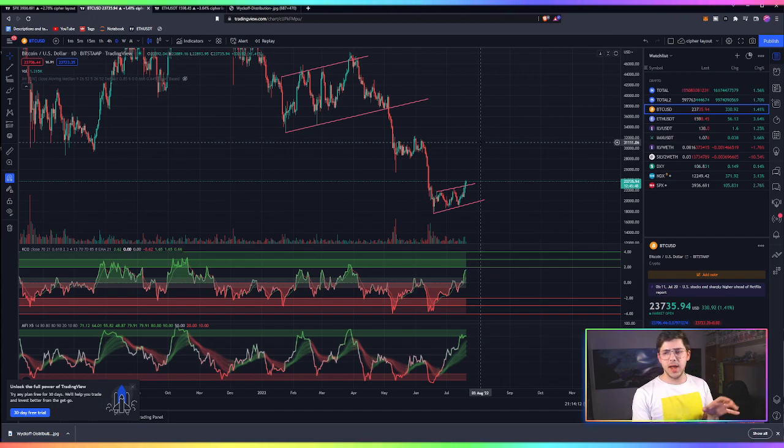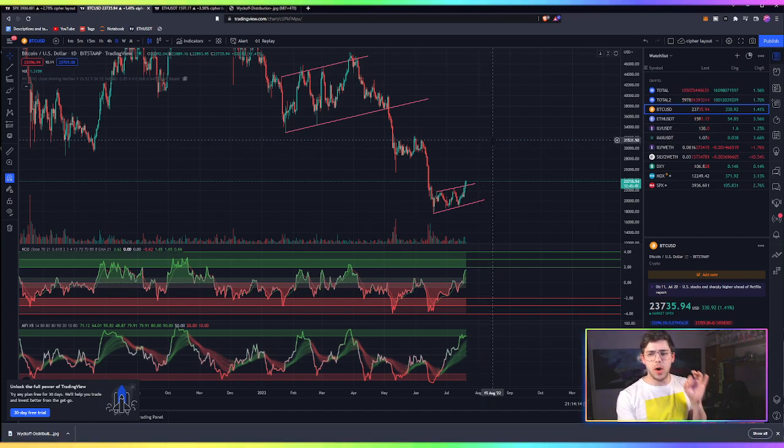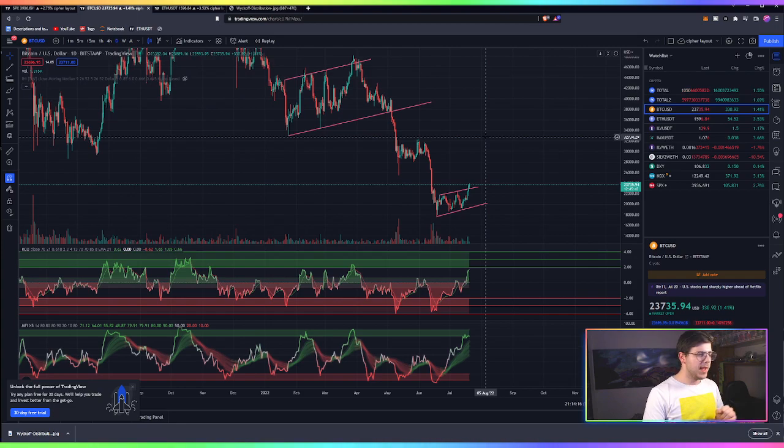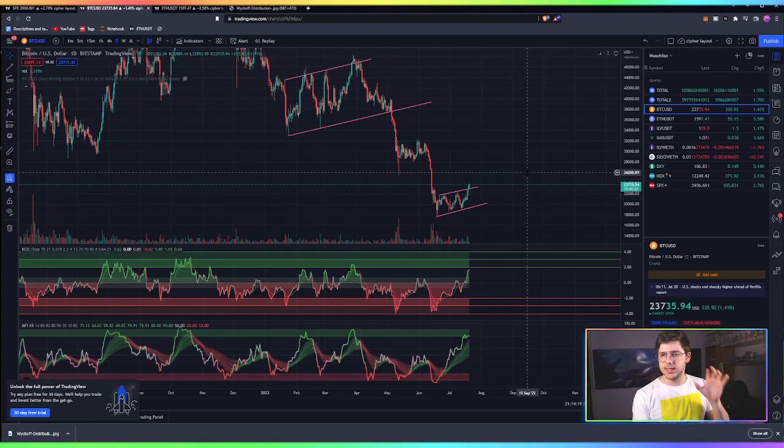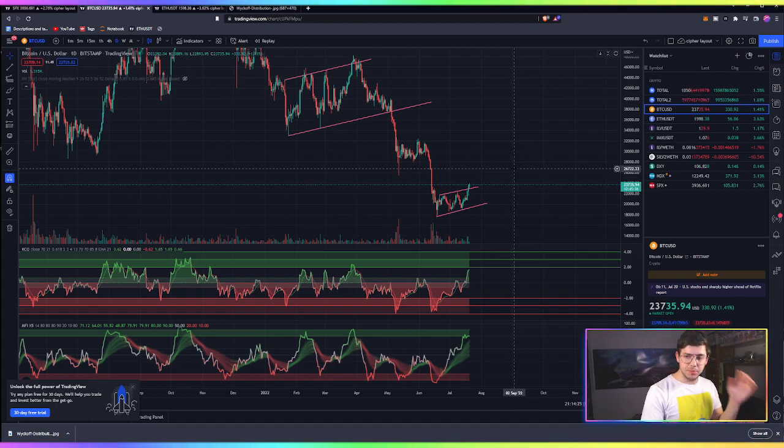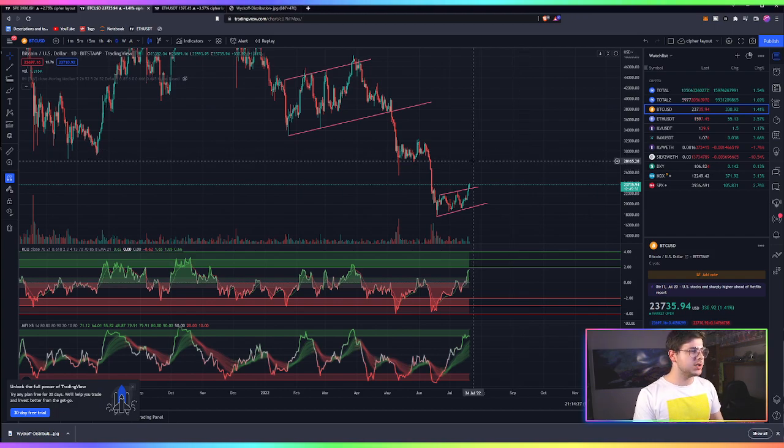Firstly, I want to have a look at the Bitcoin chart. Now, I'm going to talk about Wyckoff very quickly here. And I'm going to talk about these two indicators down here because they're important to this. But I'm going to look at Ethereum in much more detail in just a moment. So bear with me, please. And please stick through to the end. There's a lot of information to take in here.